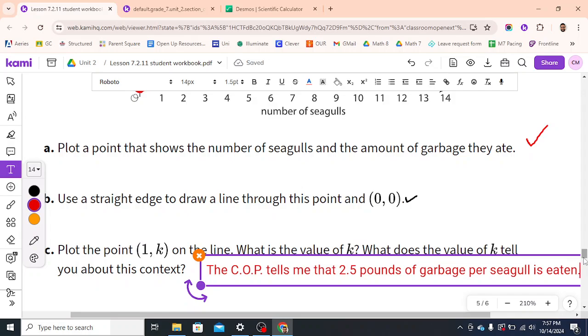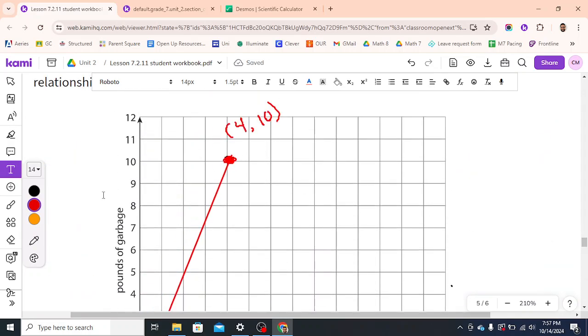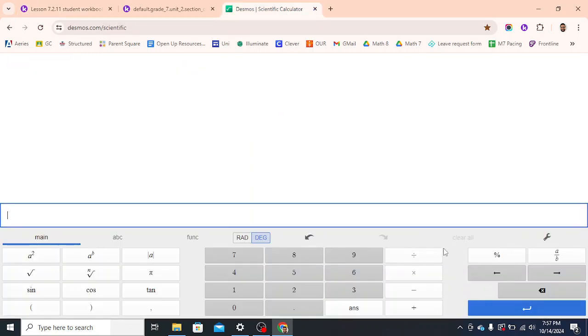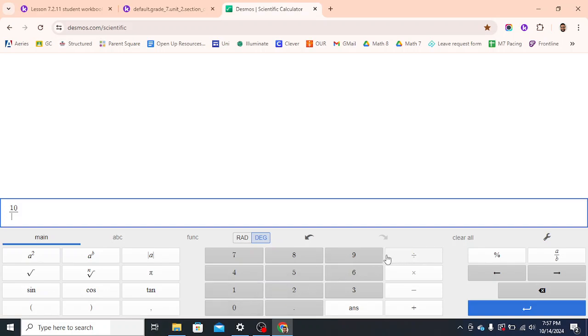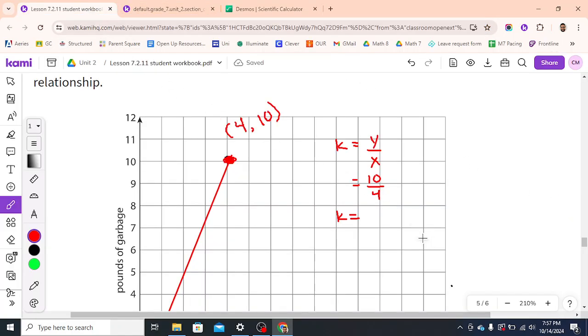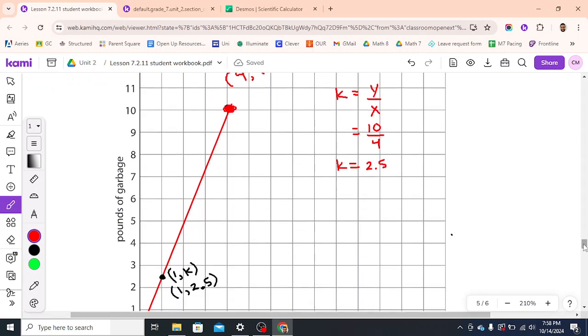Now, one way that I can verify that again is going back up here. Let's just go ahead and put a quick K equals. K is equal to Y over X. Y is 10. X is 4. Let's see if the calculator will work. 10 divided by 4. Yeah, look at there, 2.5. That's exactly what we were saying. So K is 2.5. So we actually found our constant of proportionality two ways.